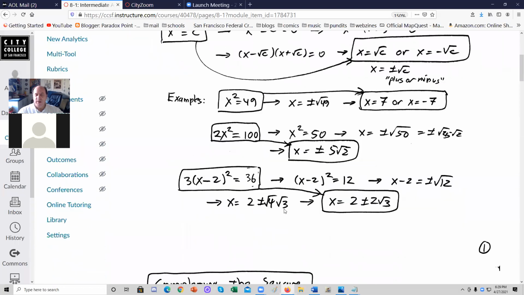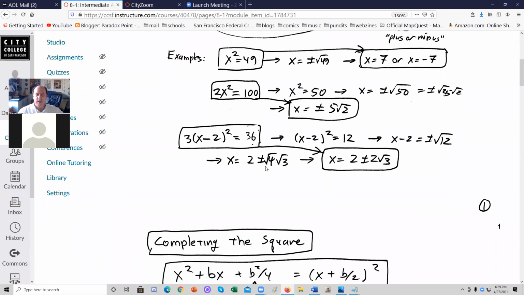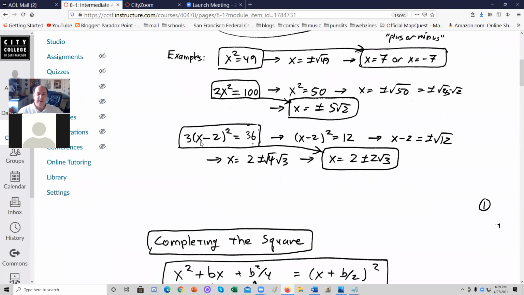2x squared equals 100. Well, divide both sides by 2. x squared equals 50. x equals plus or minus root 50. Now 50 is 25 times 2. So x is plus or minus root 25 root 2. Root 25 is 5. So x is plus or minus 5 root 2. These are the solutions.